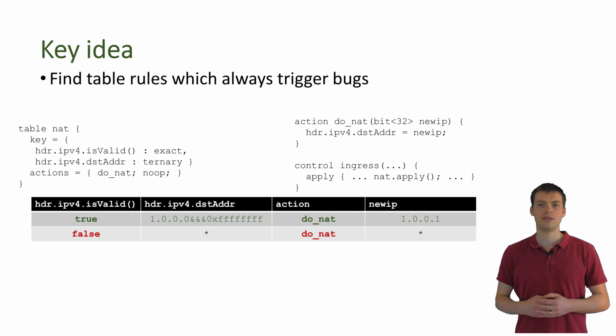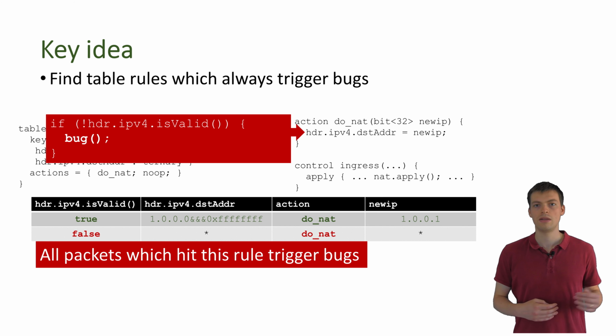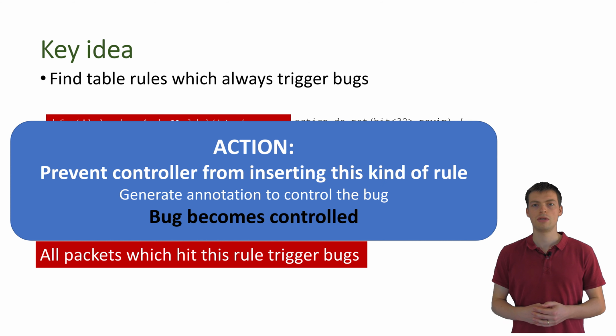Assume these table entries. Now, the rule in green works fine, because it can never trigger an undefined behavior. On the other hand, the red rule is buggy. Not only that, but for all packets which match this rule, they will end up in a buggy state. Here's how to handle this situation.